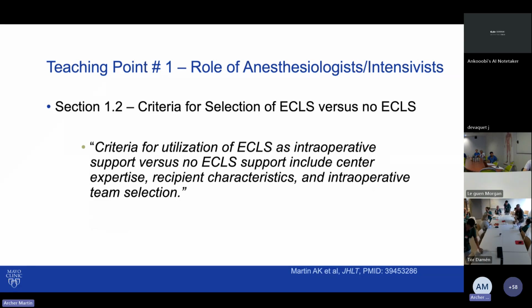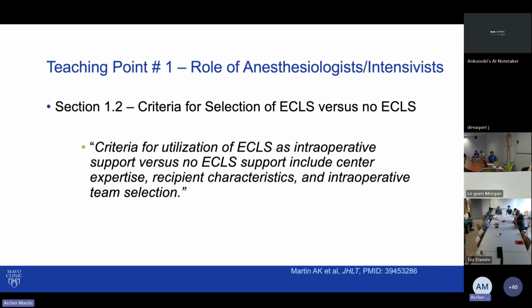The next teaching point is that criteria for utilization of ECLS as intraoperative support versus no ECLS support include center expertise, recipient characteristics, and intraoperative team selection. This also shows the importance of our role, and one of the reasons why is that you can see that ECLS in lung transplant requires center expertise. It's not just a surgeon or an anesthetist, it's not just a respiratory physician who brings expertise to the table. You can have ECLS in lung transplant, and there are many benefits for that. But if you don't have a center team-based expertise, it's not going to work. So it's very, very important that our role is part of a team.